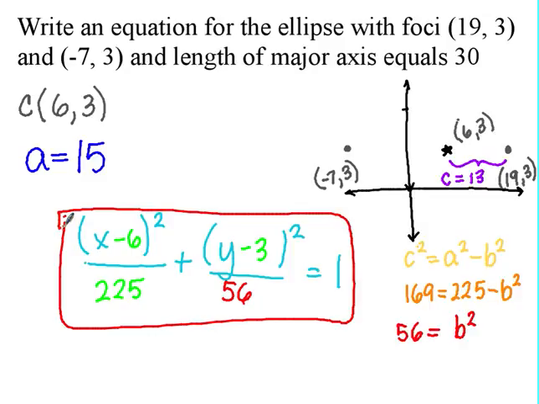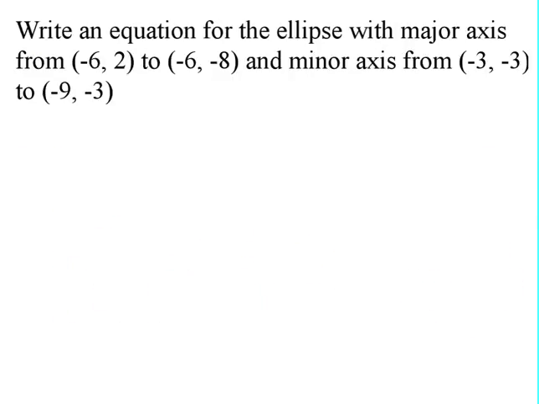Alrighty. So let's see what I have next. All right, write an equation for the ellipse with major axis from (-6, 2) to (-6, -8), and minor axis from (-3, -3) to (-9, -3). If I were writing this down, I would just put major axis (-6, 2), (-6, -8), minor axis (-3, -3), (-9, -3). That's what I would do. That way you don't have to write out a bunch of extra stuff.